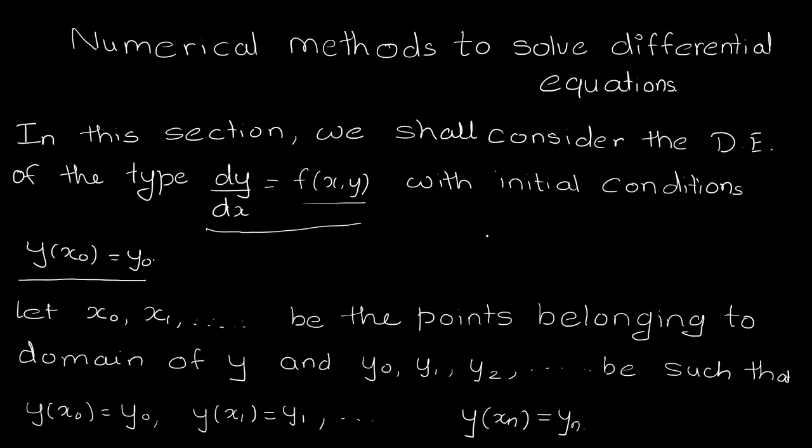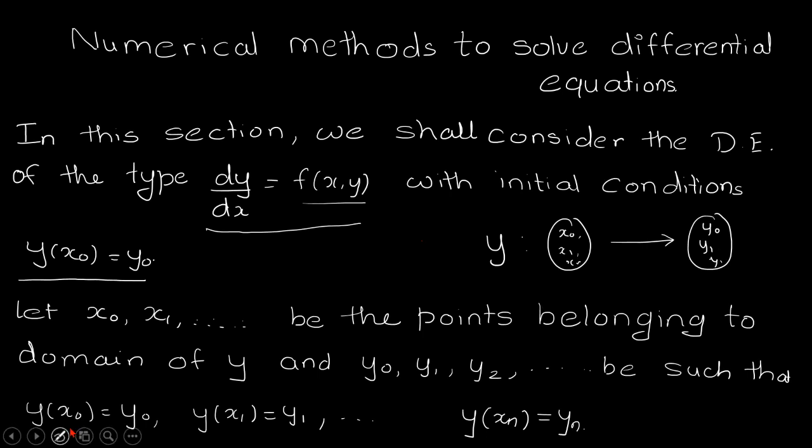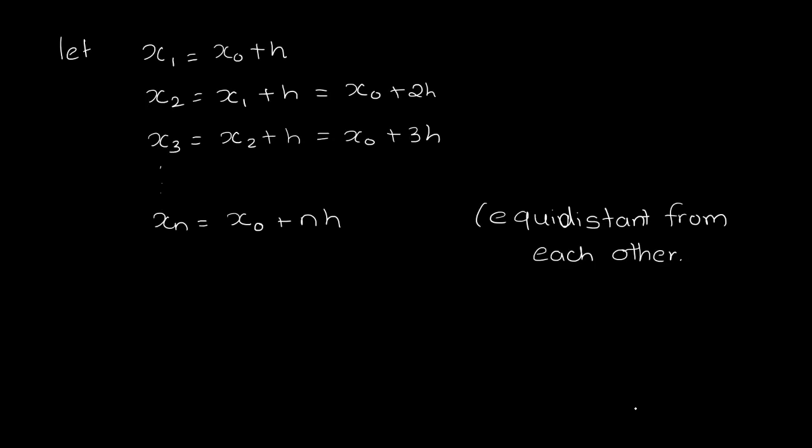Now suppose y is a function from a domain to its range, or to its codomain, I can say. Now suppose x naught, x1 till xn be the points in the domain, and y naught, y1 till yn be the points in the codomain. Then we have these conditions: y of x naught equal to y naught, y of x1 equal to y1, and y of xn equal to yn. This is how we represent them.